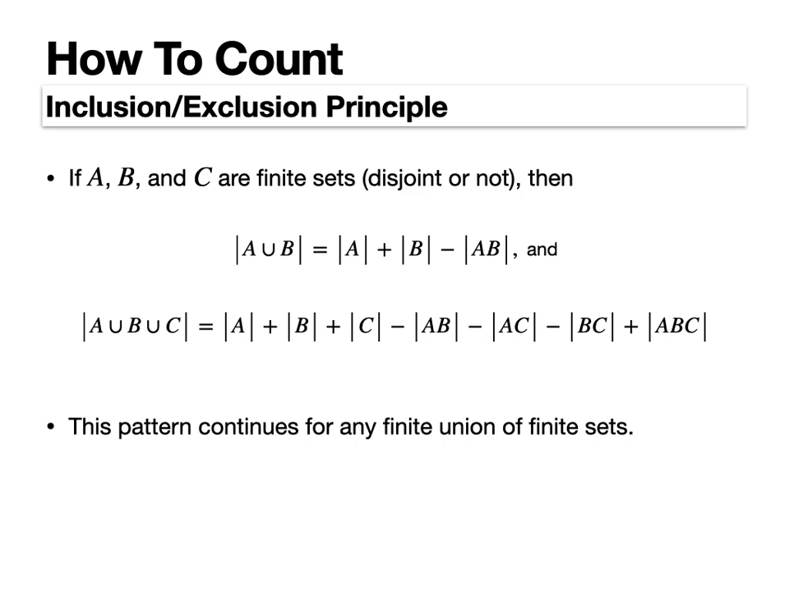But when you do that, think about an element that's in the intersection of all three sets. It was counted three times in cardinality of A plus cardinality of B plus cardinality of C, and then it was subtracted three times in that subtraction of the pairwise intersections. So you have to add back the cardinality of the intersection of all three sets. And this pattern continues for any finite union of sets. The formulas get a little bit cumbersome, but it's easy in principle to see what happens.